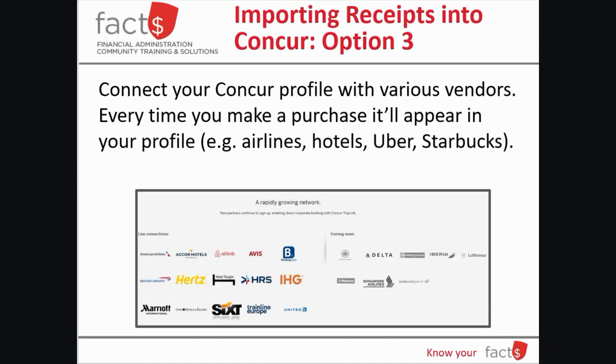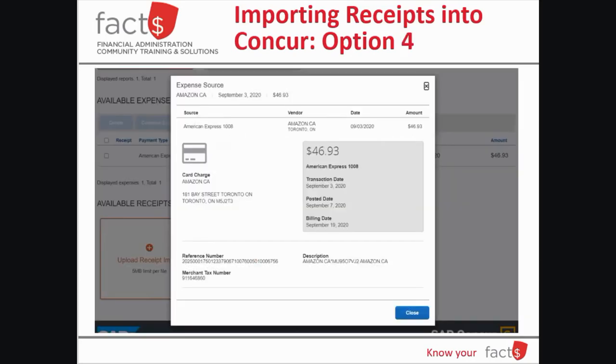As a third option, you can connect your Concur profile with various vendors. Every time you make a purchase, it'll appear in your profile. For example, airlines, hotels, Uber, or Starbucks, and it will give you the option whether to pull it in or not. If it's personal, obviously you wouldn't pull it in. If it's business related, you can. There isn't a how-to sheet for this one, but you can book a virtual office hour, and we can walk you through that if that's something you want to do.